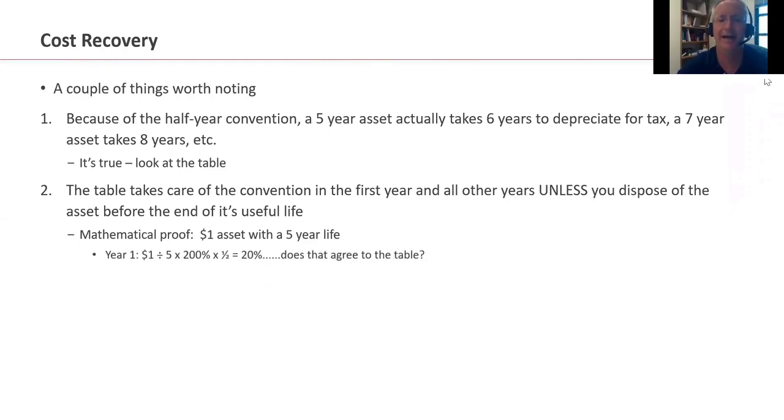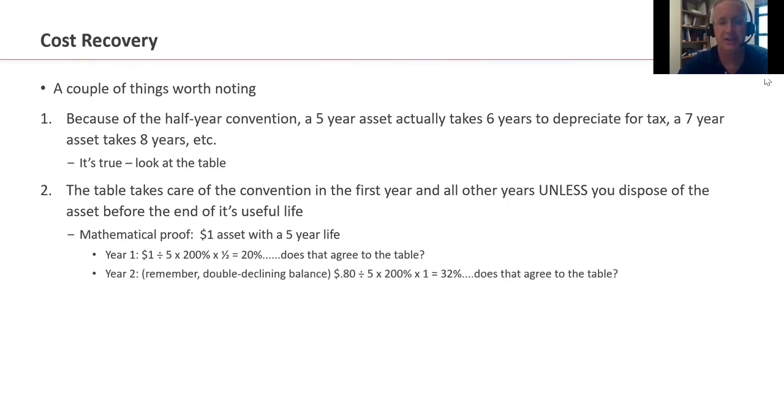All right, so I have a 1-year asset, 5-year life. Under the double declining balance method, I divide 1 by its useful life of 5 years, multiply it by 200%, and then under the half-year convention, I multiply it by a half. I get 20%. Does that agree to the table? And the answer is, yeah, that does agree to the table.